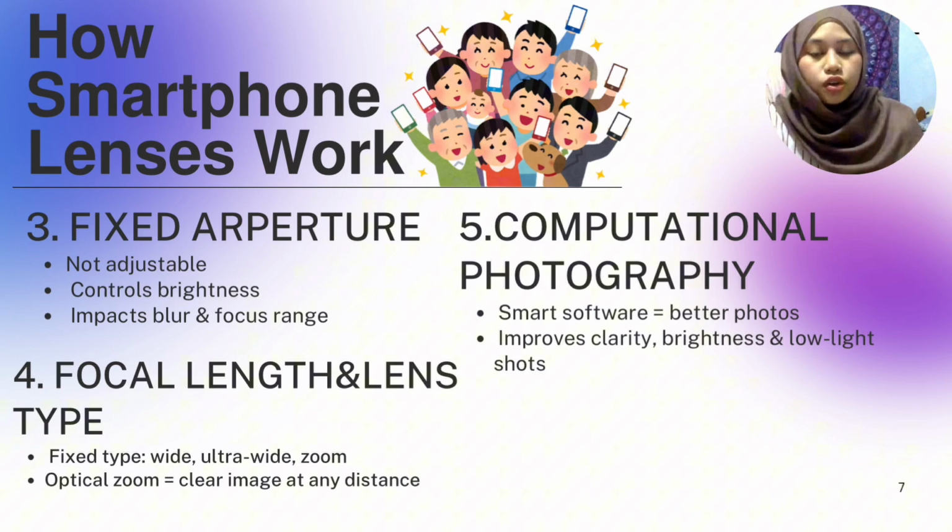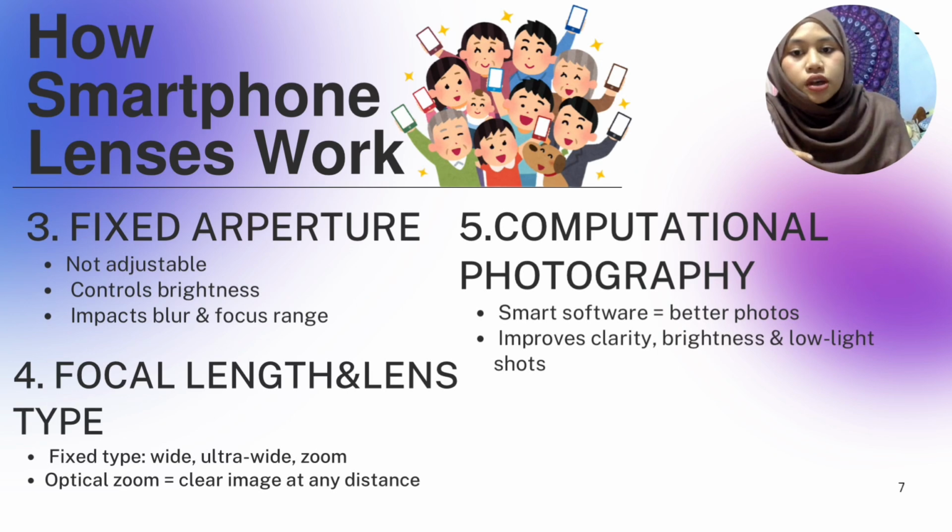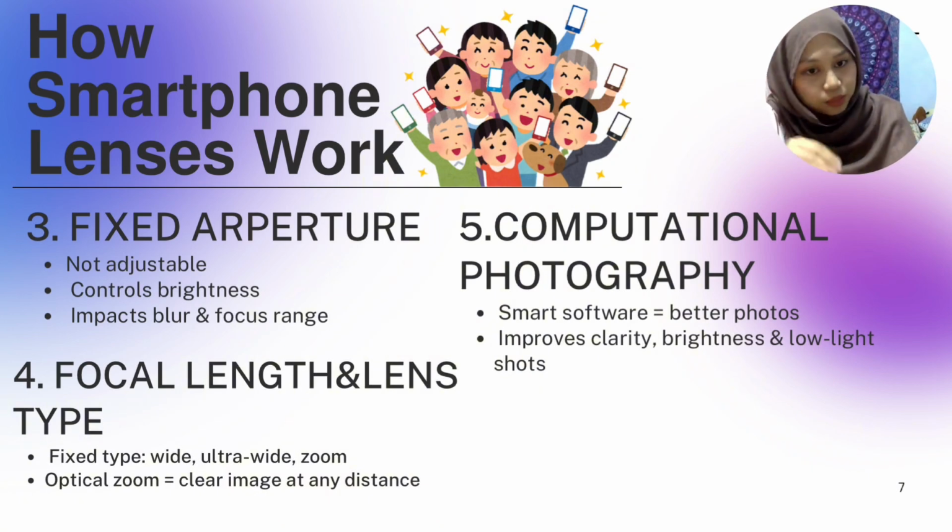Now let's continue with three more features that work behind the scenes to improve our photos even more. The third one is the fixed aperture. Most smartphone lenses have something called a fixed aperture. This means the size of the opening that lets light into the lens does not change. In professional cameras, you can make the opening bigger or smaller to control how much light enters, but in smartphones, it is fixed in one size.